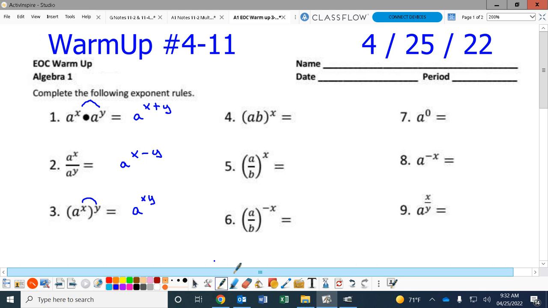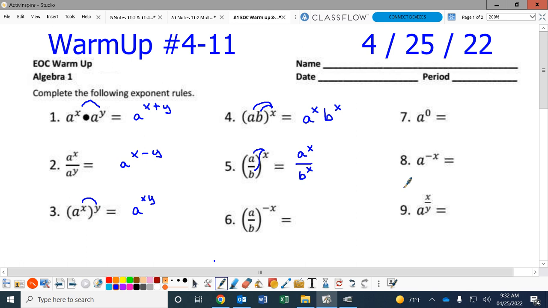All right, for the next one, when you have a power outside of a parenthesis, that power gets distributed to everything that's inside here. So it would be a to the x and b to the x. That applies to when you have a product inside or when you have a quotient inside. When you have a fraction, it still gets distributed to both the things inside there, so it'd be a to the x and b to the x. Guys, either way, whether it's a multiplication problem inside or a division problem inside, it gets distributed to both things that are inside there, or all the things that are inside there if there's more than two.